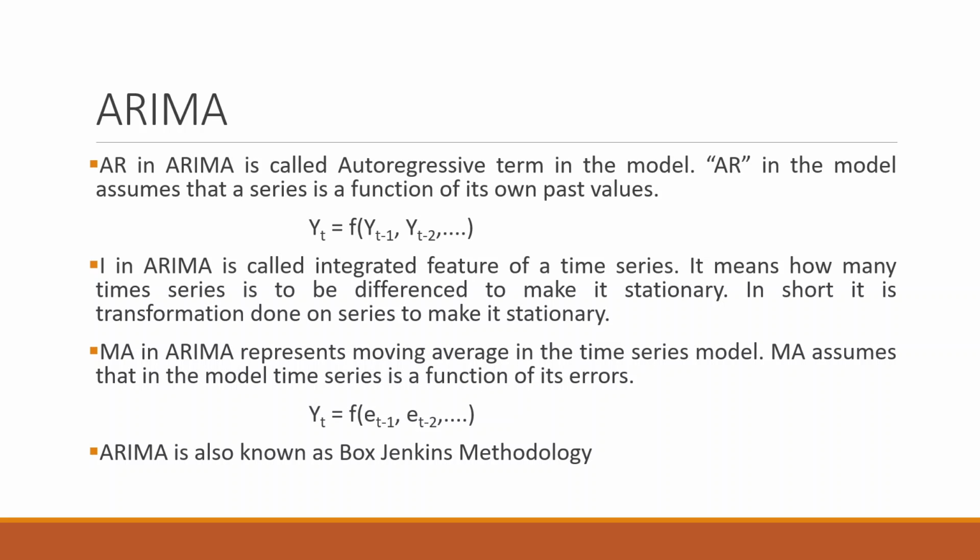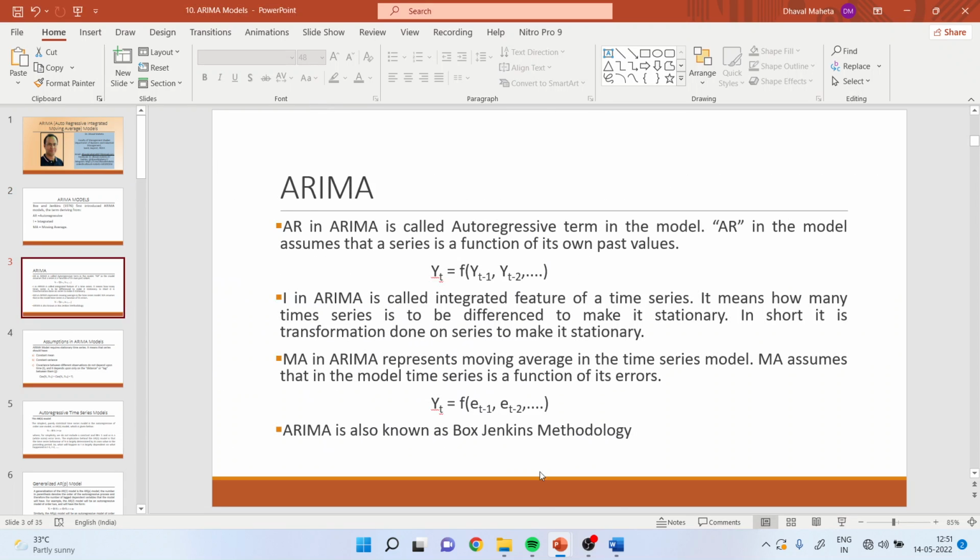MA in ARIMA represents the moving average in the time series model. MA assumes that in the model, the time series is a function of its own error. ARIMA is also known as the Box-Jenkins methodology. Now let us try to understand this AR and MA on the word file.